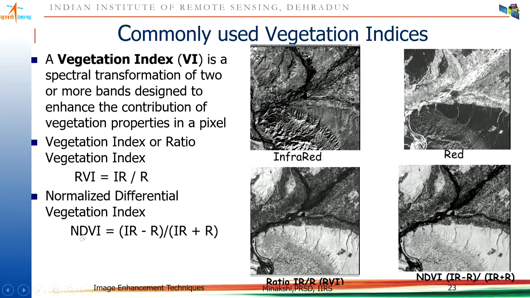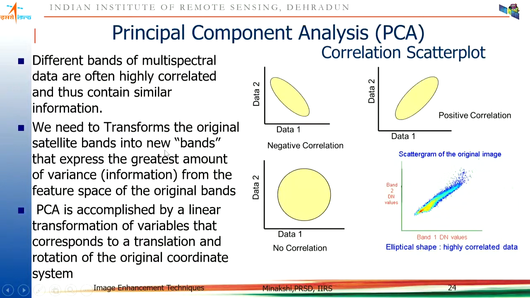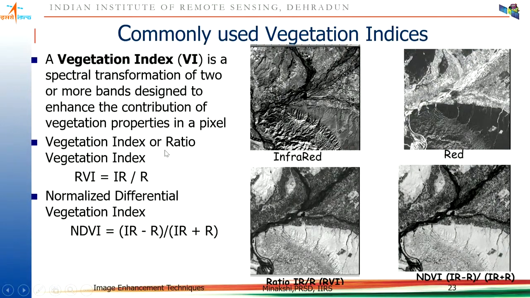And a very popular ratio is the normalized differential vegetation index, NDVI. It is changing this equation a little bit: infrared minus red divided by infrared plus red. It is a very popular index used for estimating vegetation fraction in a particular pixel, right?